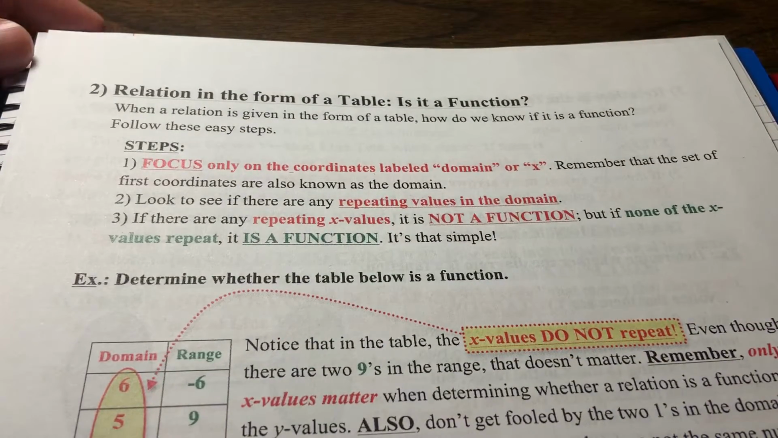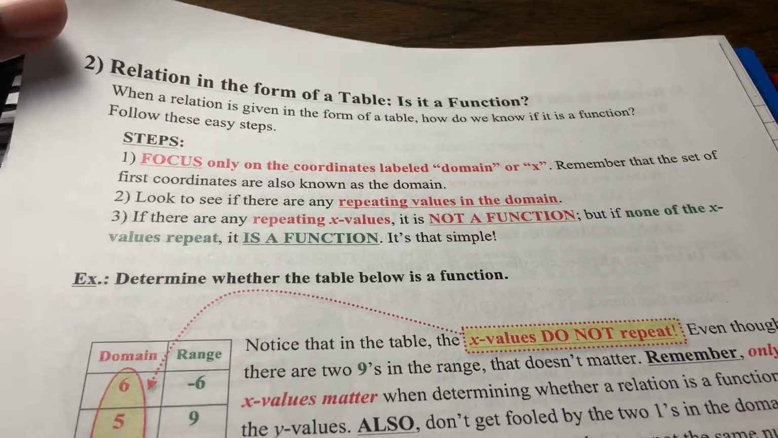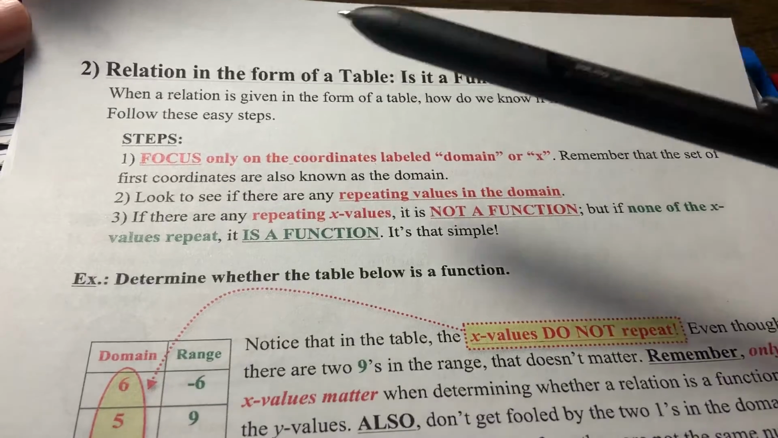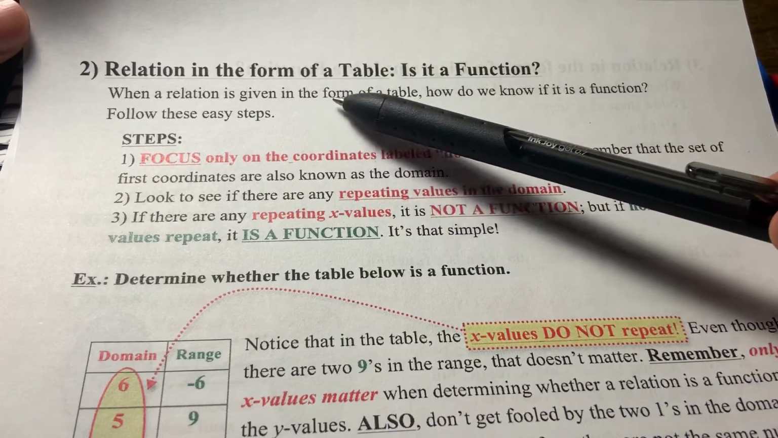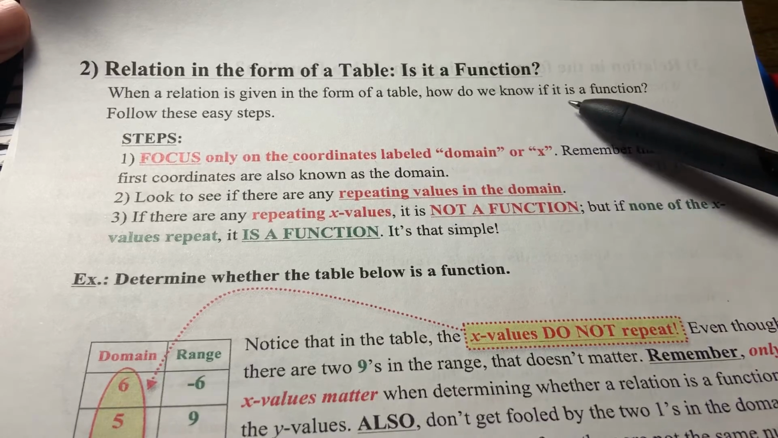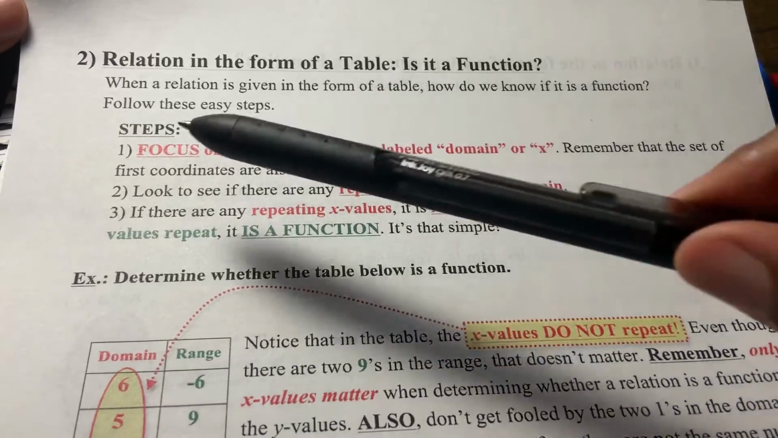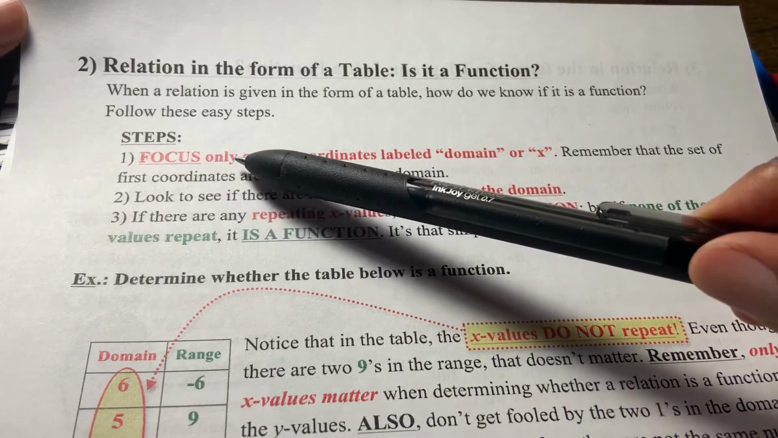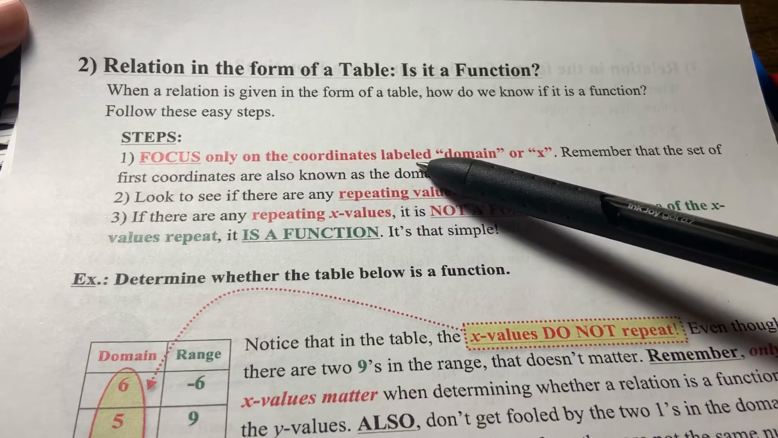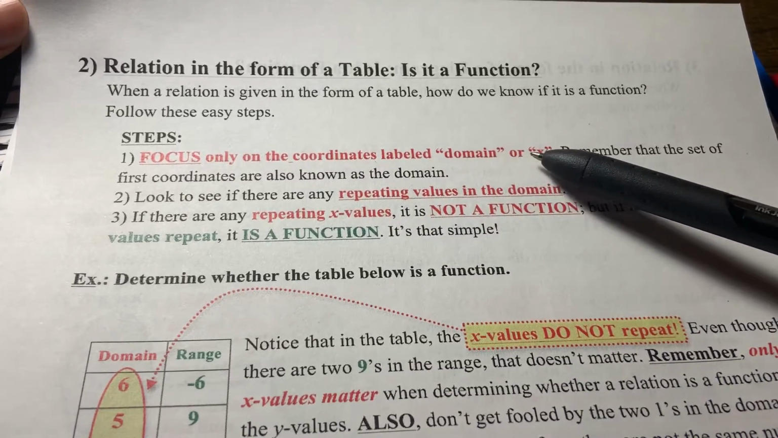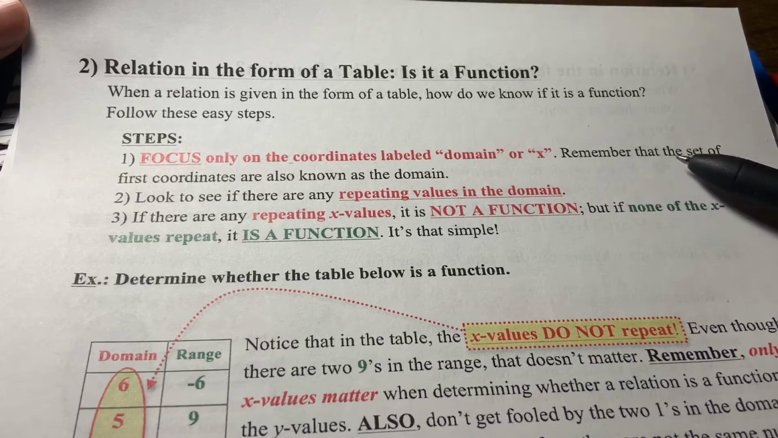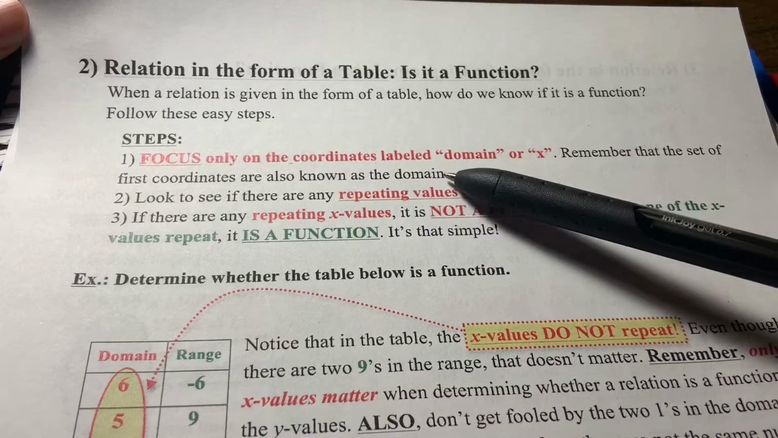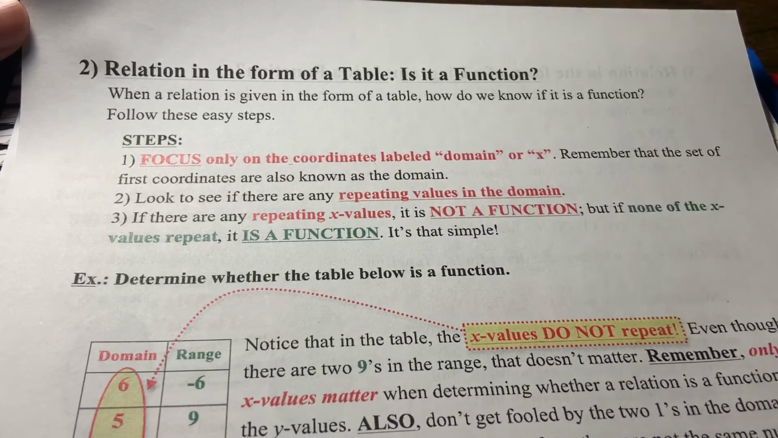Here we have a relation in the form of a table. Is it a function? Okay, let's read. When a relation is given in the form of a table, how do we know if it is a function? Follow these easy steps. Step 1, focus only on the coordinates labeled domain or x. Remember that the set of first coordinates is also known as the domain. We learned that in the last video.